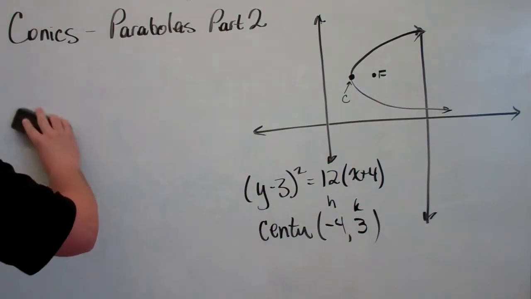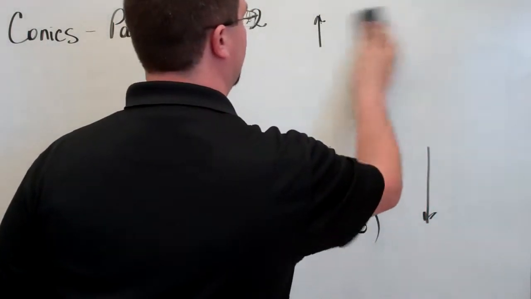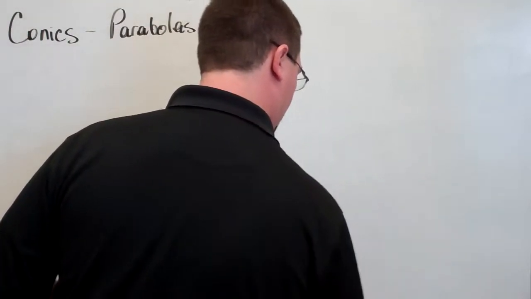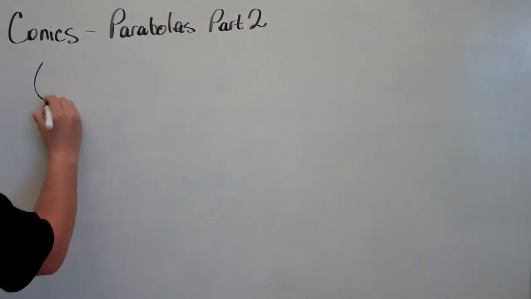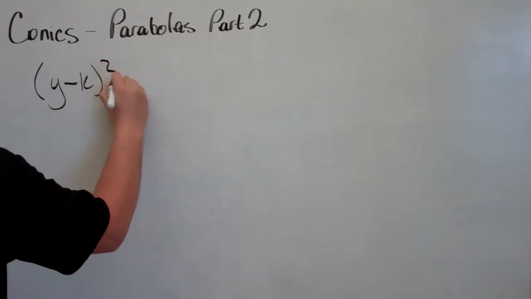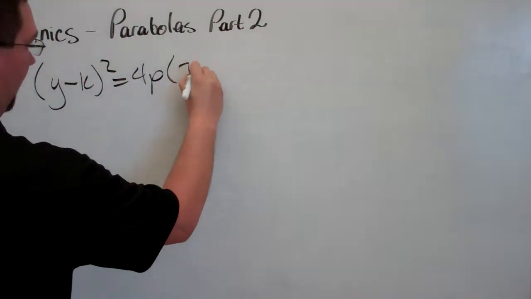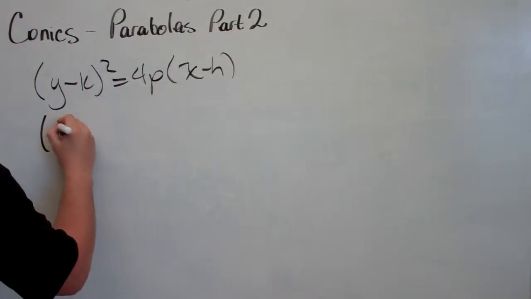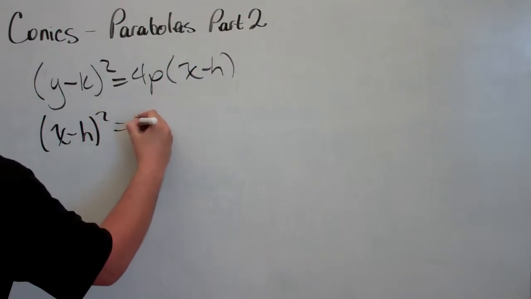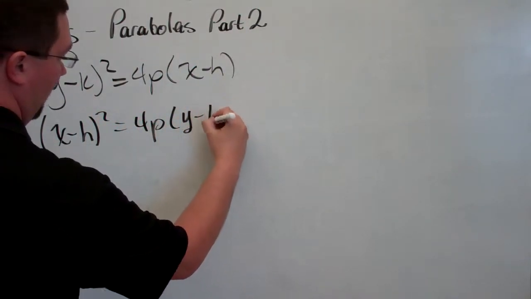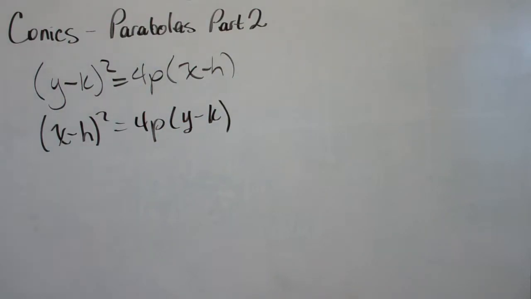Now, if you remember, in the standard form for your parabolas, of course, you have two standard forms. You have (y - k)^2 = 4p(x - h), or you have (x - h)^2 = 4p(y - k), depending on if it's horizontal or vertical. Now, solving for p. p is actually the distance from the center point to the focus point.